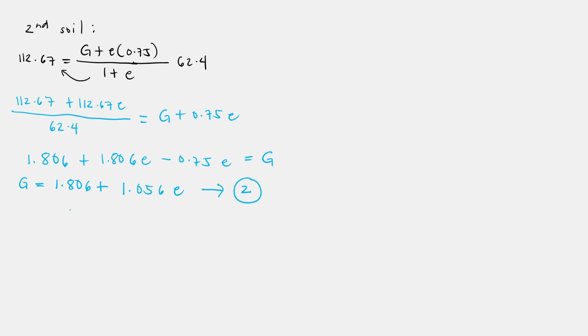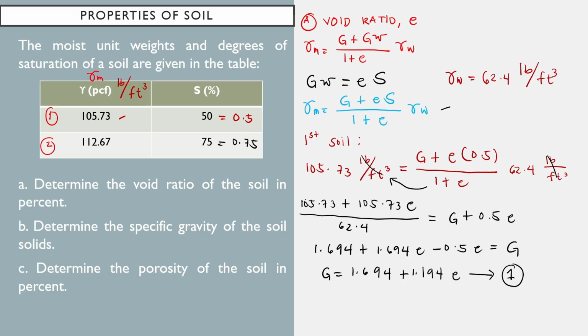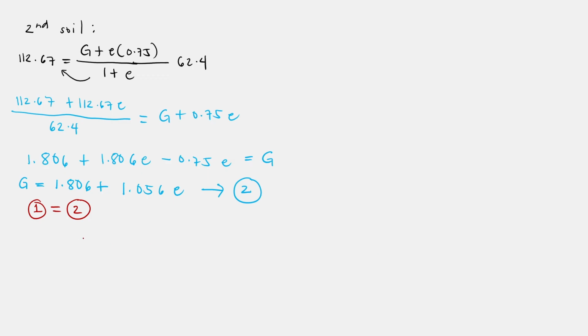Ayan. So, ngayon, yan yung equation 2 natin. Ang gagawin natin, equate natin yan. So, equation 1 is equal to equation 2. Ganyan yung gagawin natin. So, yung equation 1 natin, which is ito, 1.694 plus 1.194E is equal to yung equation 2 natin na 1.806 plus 1.056E. Ayan. So, simplify lang natin. Lipat natin sa kabila.